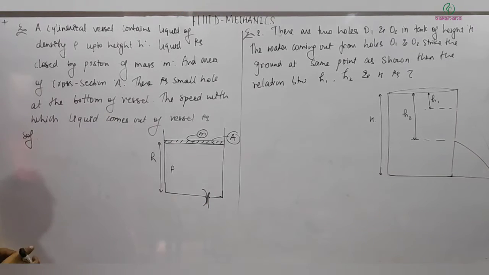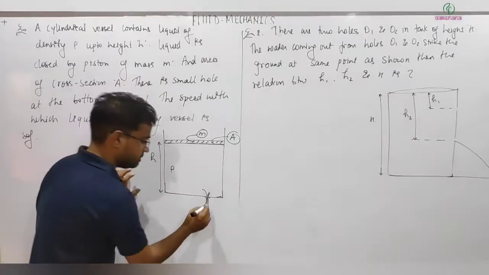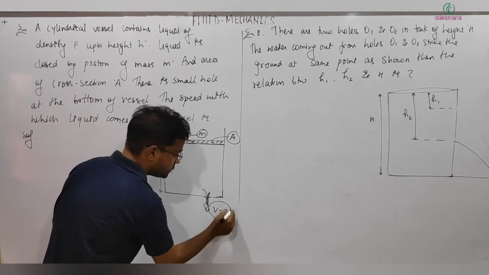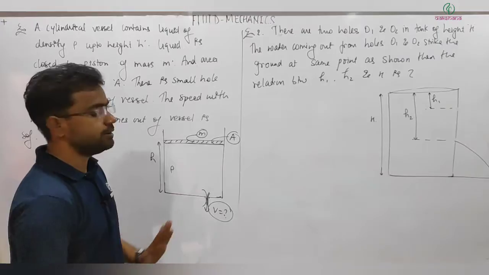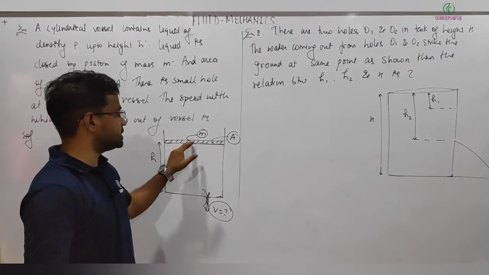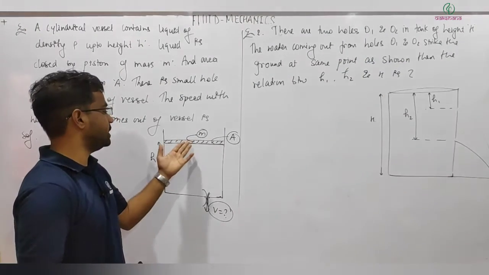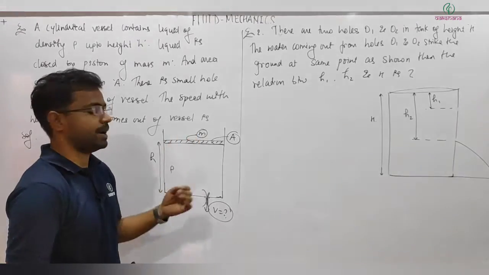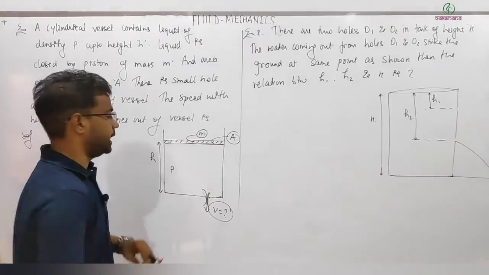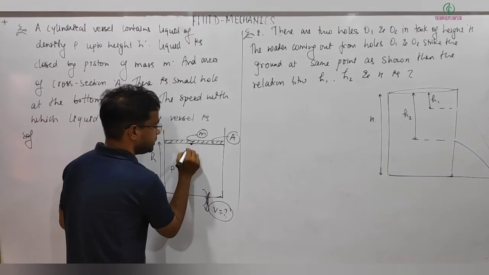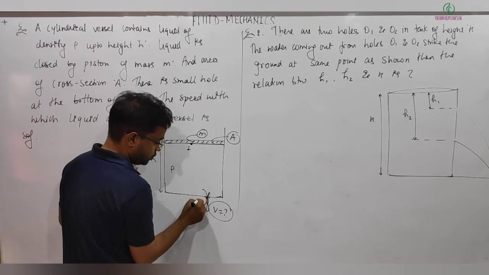And the speed with which the liquid comes out of the vessel is v, and this is what we are asked to find. The difference here is that instead of it simply being open to the atmosphere, here we have placed a piston of mass m and area of cross section A. So now let's look at this point 1 and this is point 2.